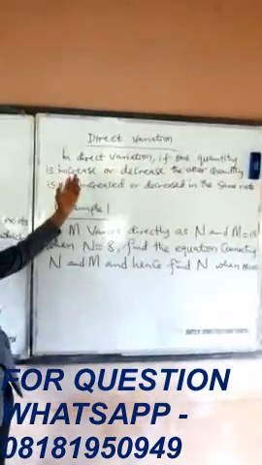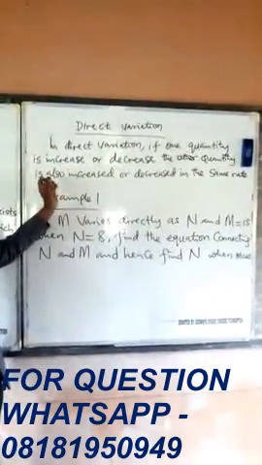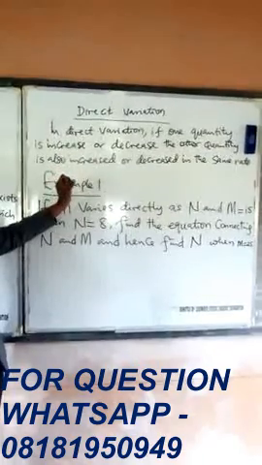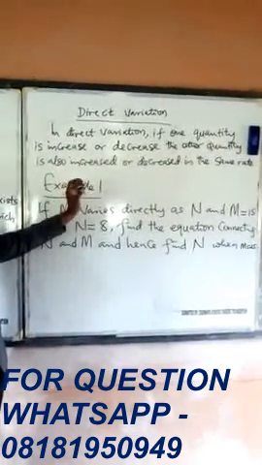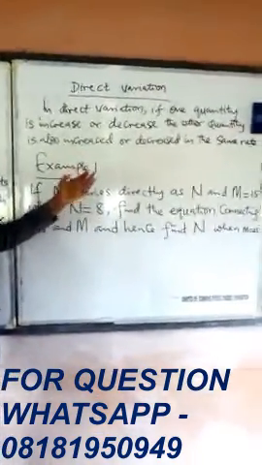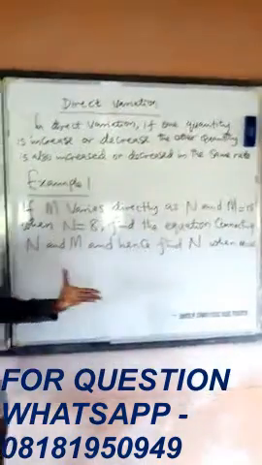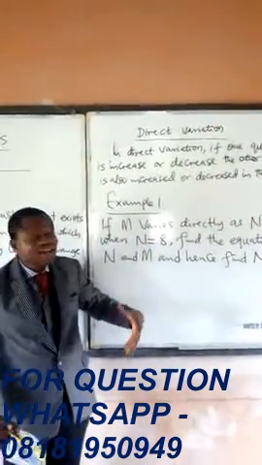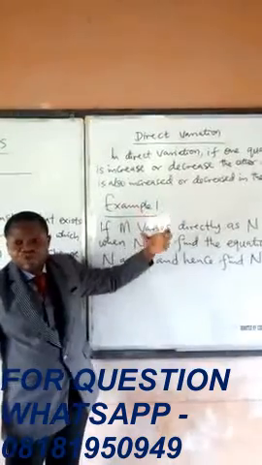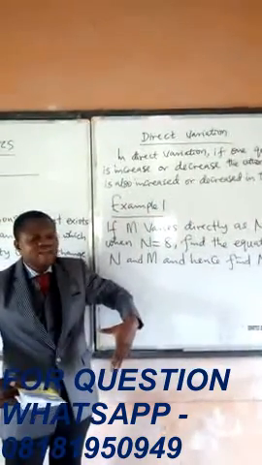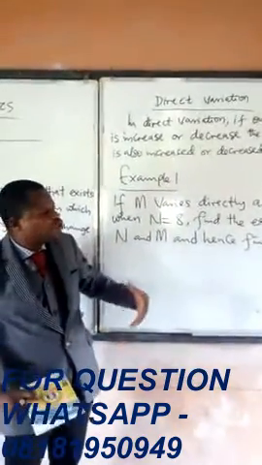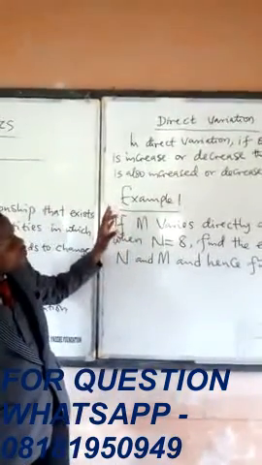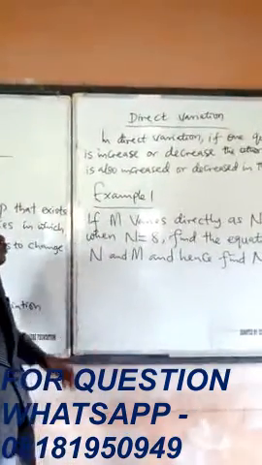In direct variation, if one quantity is increased or decreased, the other quantity is also increased or decreased at the same rate. For example, when we talk about work and energy, that's an example of direct variation. If you have a high energy, your work will also increase. So let's start with example 1 of the direct variation.